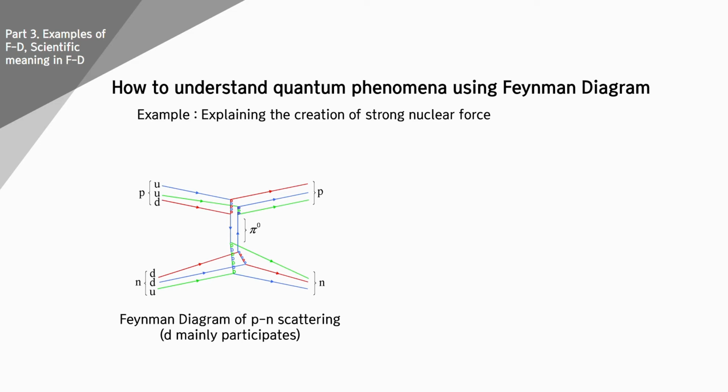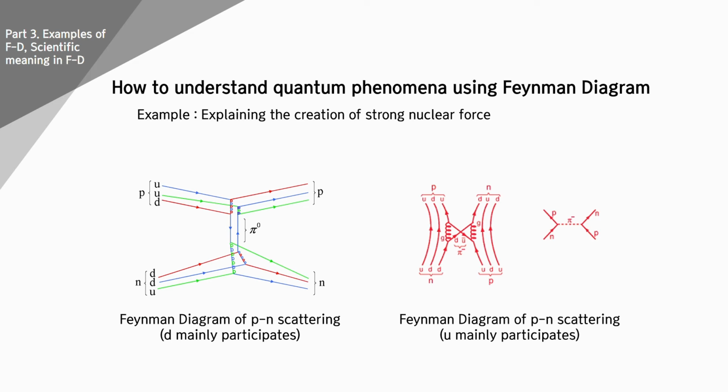In this figure, the down quark mainly participates in the collision, and the proton and neutron exchange pi0. Therefore, the proton and the neutron remain as proton and neutron. But then, what happens if the up quark mainly participates in this collision? The proton and neutron will exchange pi+ so that after the collision, the proton changes to the neutron and the neutron changes to the proton. We also can draw this with the Feynman diagram, like this.